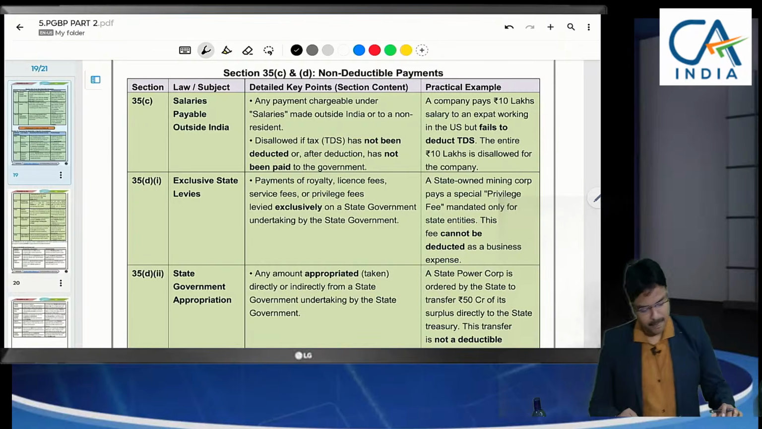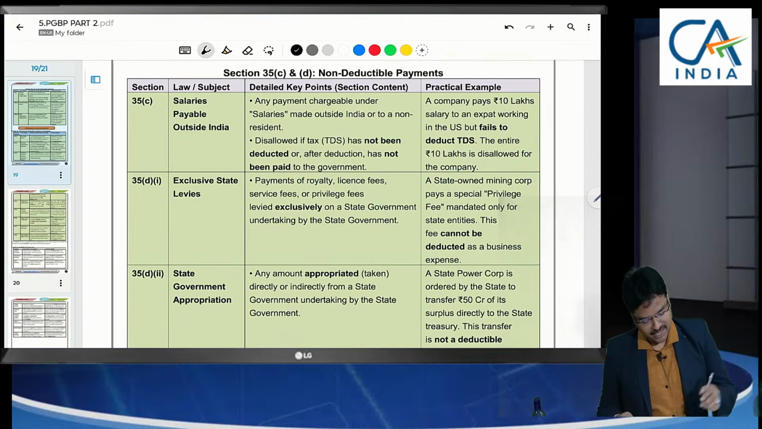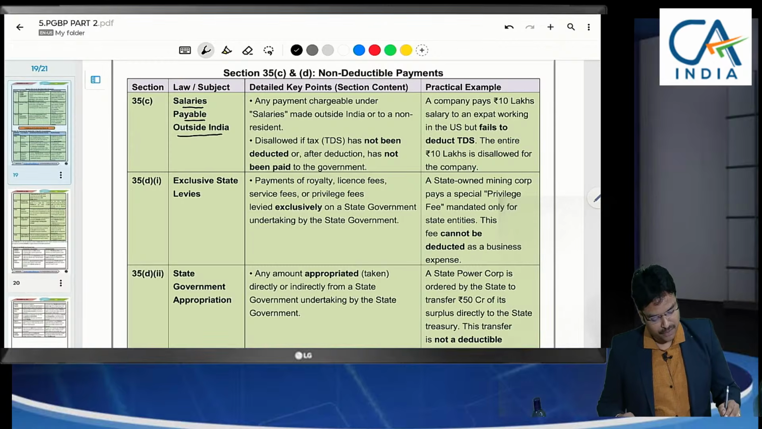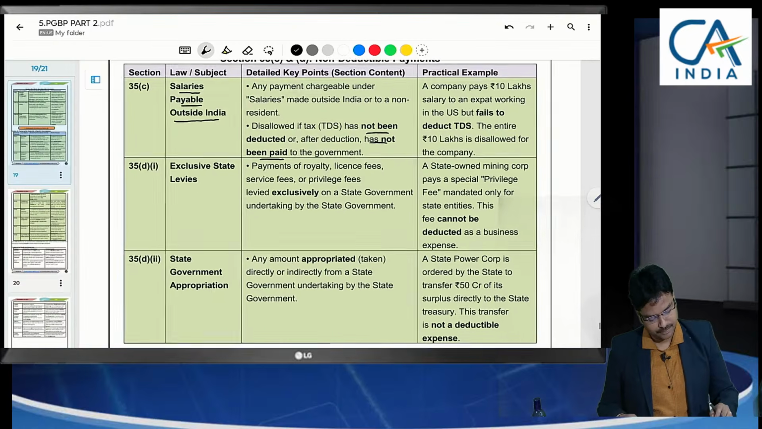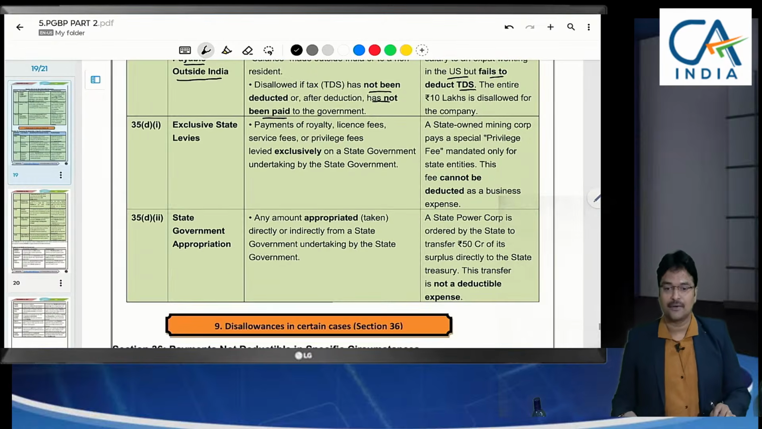Coming to the next, in TDS only, there are some special points here. Salaries payable outside India, compulsorily TDS has to be deducted. If you are claiming expenses in India, you have to deduct TDS. If you do not deduct, then entire expenditure will be disallowed. A company pays 10 lakh salary to an expert working in US, but fails to deduct TDS, it will be disallowed.